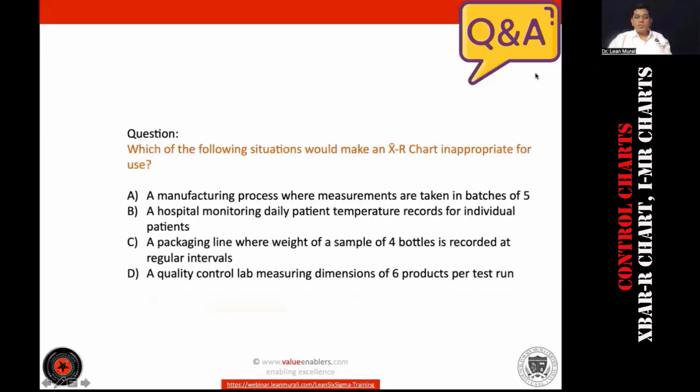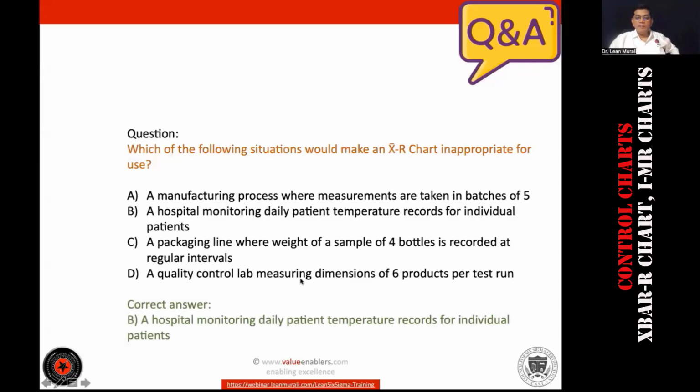Which of the following situations would make an Xbar R chart inappropriate for use? A manufacturing line where measurements are taken in batches of 5, or hospital monitoring daily patient temperature. This is just some sort of applying your mind. Yes, hospital monitoring of daily patient temperature is the right answer for everyone who got it.